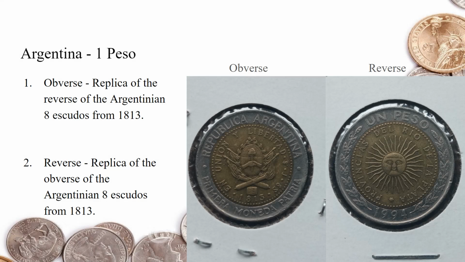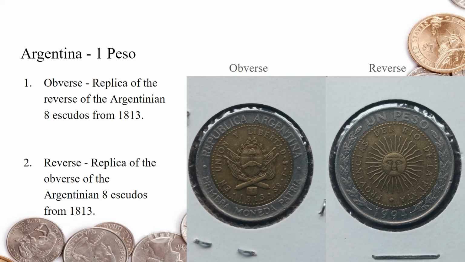So to start off, we first have the Argentinian 1 peso coin. As you can see on the right side of the screen, you see the obverse closer to the writing and the reverse on the very far side. The obverse is actually a replica of an earlier Argentinian coin, the 8 escudos from 1813. It's an exact replica, and the obverse, ironically, is the replica of the reverse side of the coin from 1813. Likewise, the reverse is also a replica of the same coin from 1813, and similar to the obverse, the reverse is actually the replica of the obverse side of the coin.